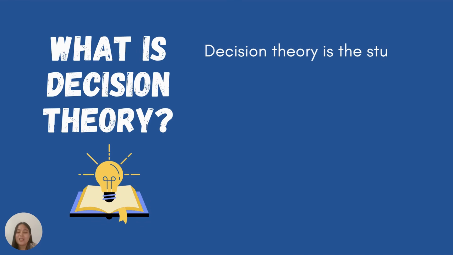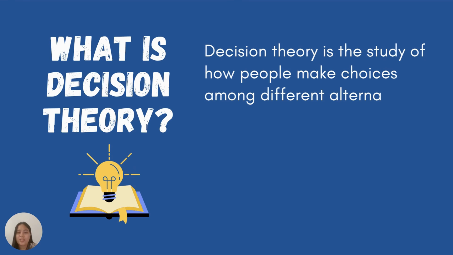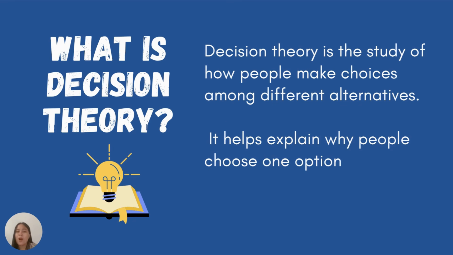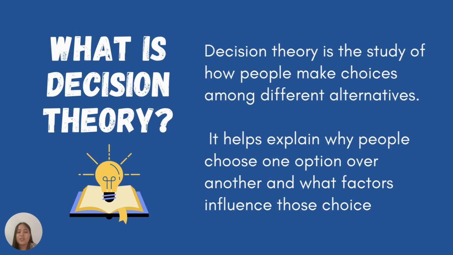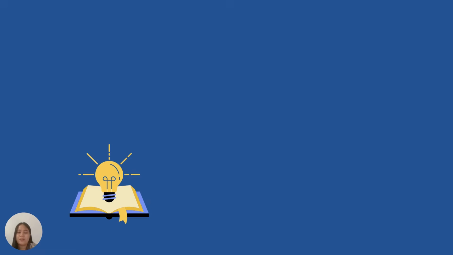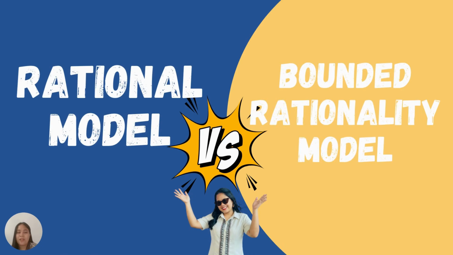What is decision theory? It is the study of how people make choices among different alternatives. It helps explain why people choose one option over another and what factors influence those choices. Again, we have these models. The first one is rational model and next bounded rationality model.